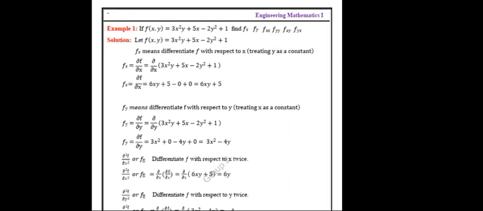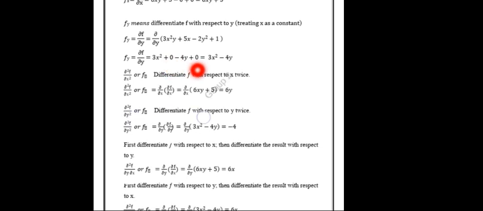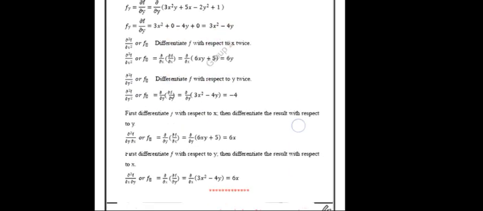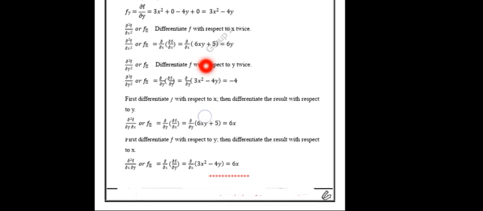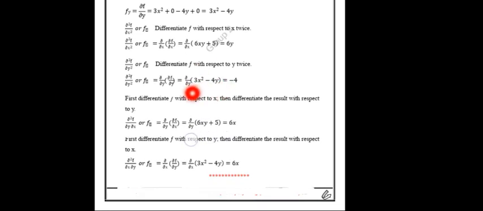Similarly, for another example we have to differentiate f with respect to y twice, that is f of yy, the double derivative with respect to y. So we have to differentiate daba f by daba y with respect to y, and we have found the value of daba f by daba y here, that is 3x square minus 4y. So we differentiate 3x square minus 4y with respect to y, and we will get minus 4.